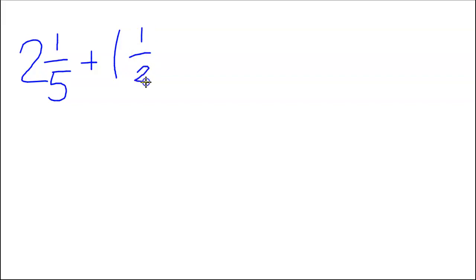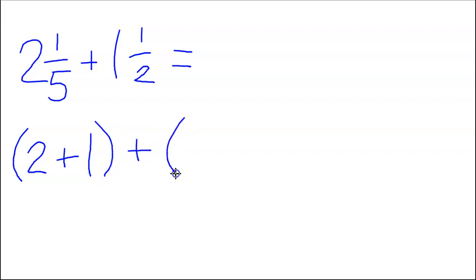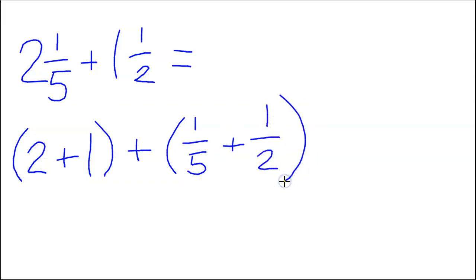Okay, so when I'm adding this, a couple things I'm going to think about, right? I'm going to go ahead and add my wholes first, my integers first. So I'm going to rewrite it using my associative property. I'm going to do 2 plus 1 first, and then I'm going to do my 1/5 plus my 1/2. Well, 2 plus 1 I know is going to be 3, right?